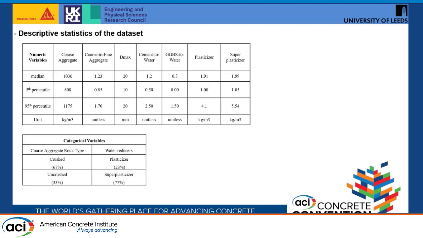So in a tidy version, this is the descriptive statistics of the dataset, our numeric variables and categorical variables. The 5th percentile and 95th percentile of factors is a representative range for the variables.